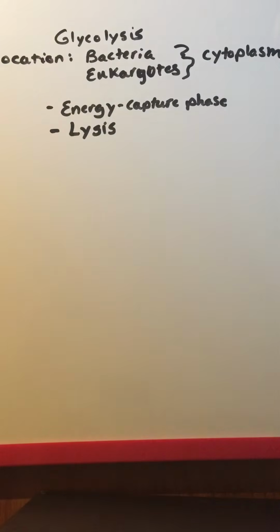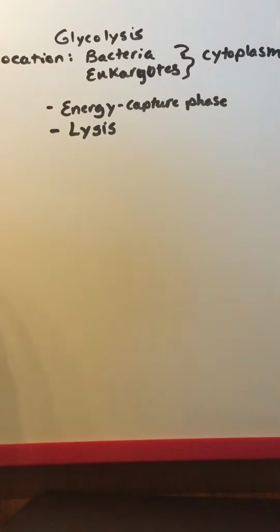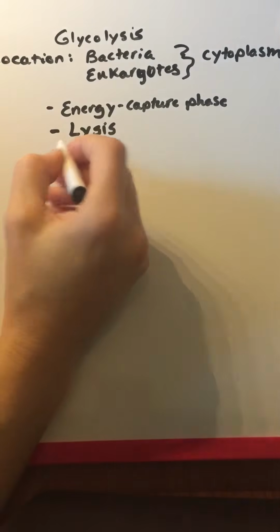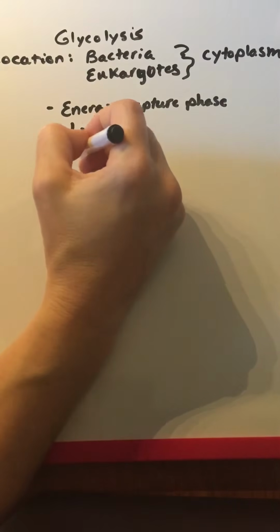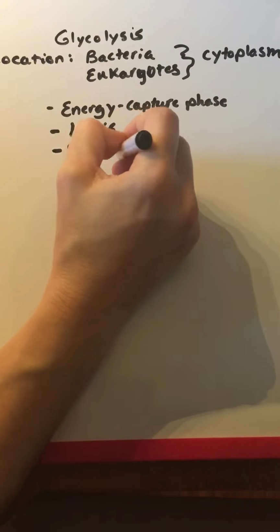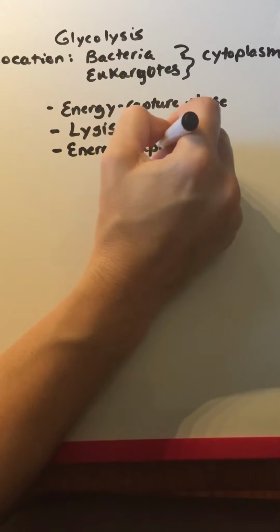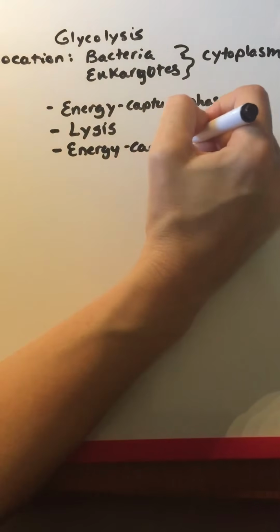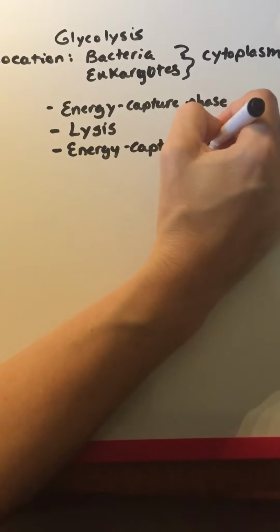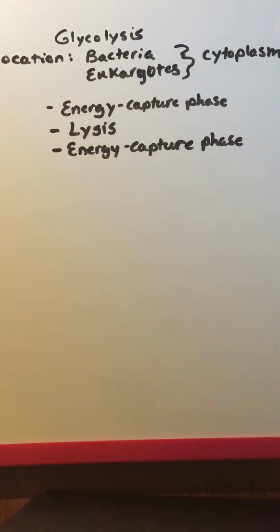molecules. Now, one of the goals of glycolysis is to capture energy in the form of ATP, and that's not going to be done in either of these first two steps. The last phase is where we capture the energy that we're looking for. So these are the three phases that we're going to walk through.